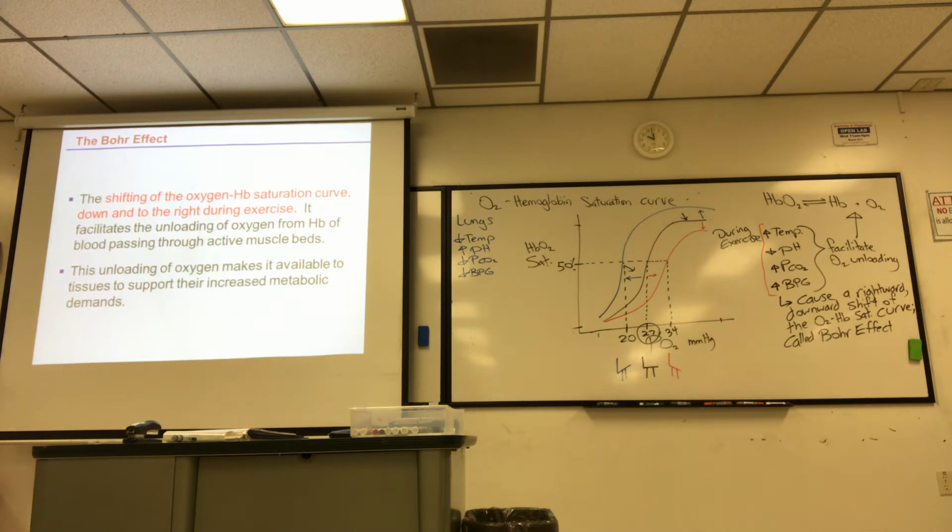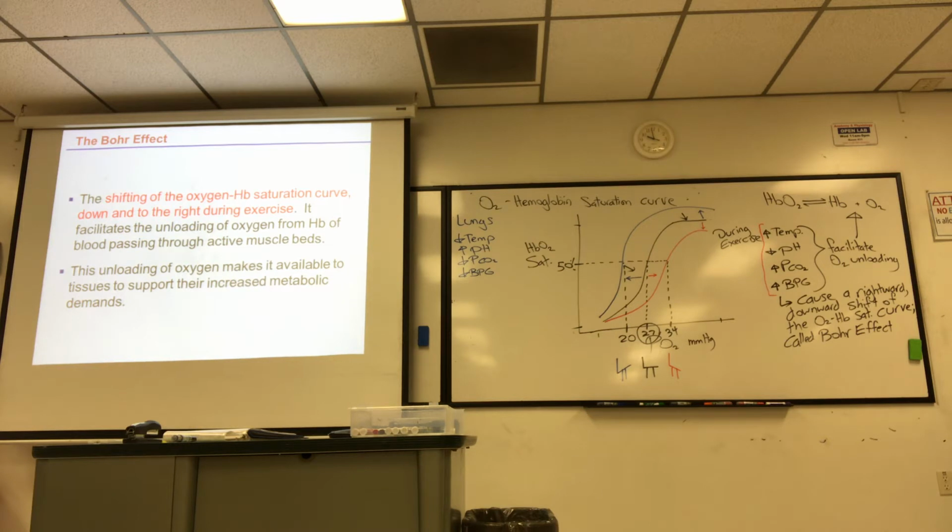So to summarize, the shifting of this curve down to the right during exercise, right? That's the Bohr effect. It facilitates oxygen unloading from hemoglobin of blood passing through active muscle beds. That's how you want to think of it.